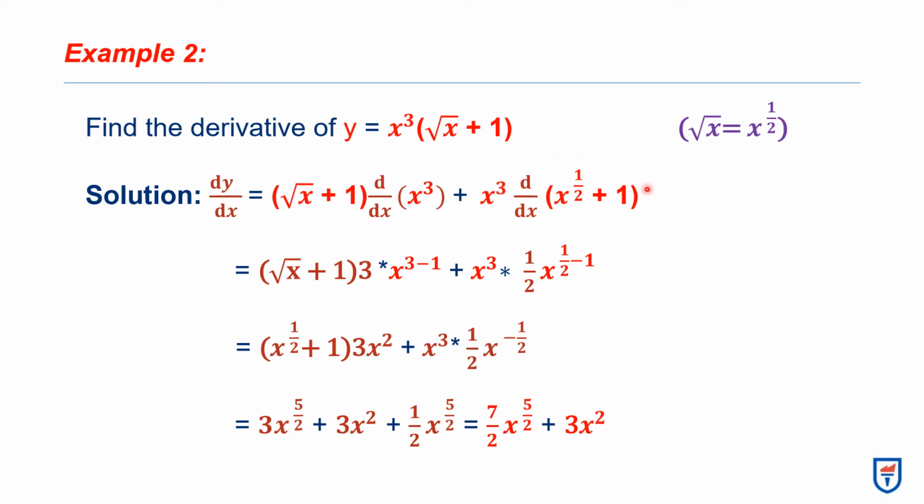plus the function f(x) times the derivative of g(x). So if you remember that the square root of x is the same as x to the power half, so we can change this square root into x to the power half. Then now we write x to the power half plus 1.